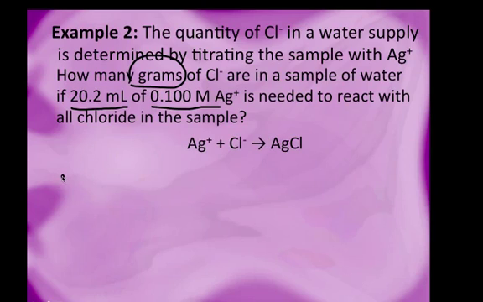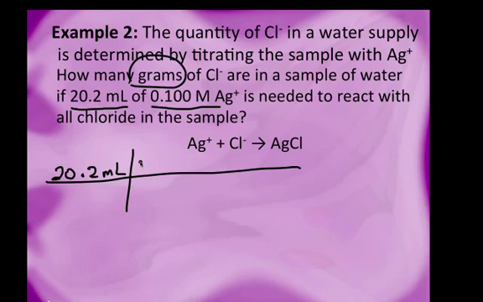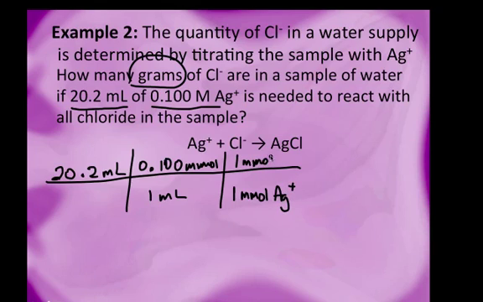All right, let's work it out. We've got to get to moles, right? That's what we do. So start with volume, and let's go to moles. Volume times molarity equals moles. So I have 0.100 millimoles per milliliter, and that was silver ions. And this is easy because it's a 1-to-1 mole ratio. For every millimole of silver, I need exactly 1 millimole of chloride.